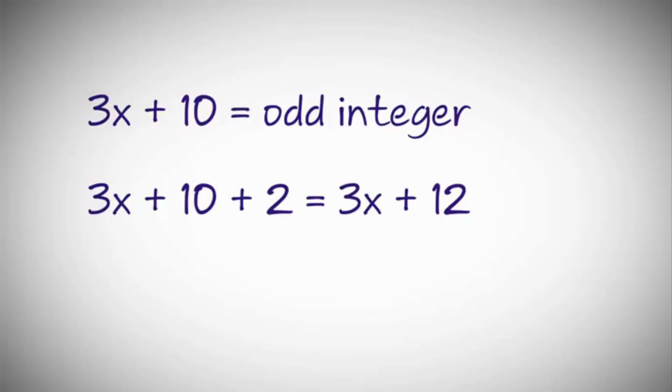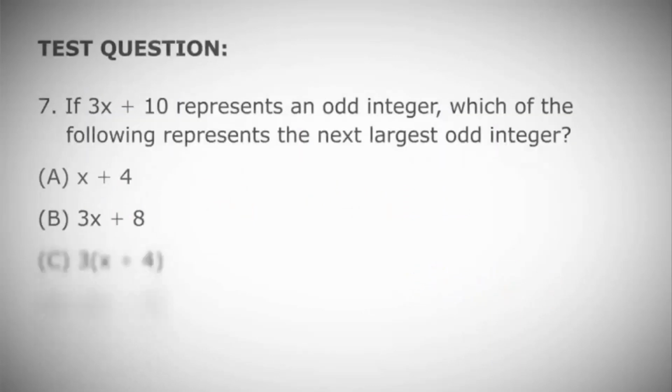The good news is that all we need to do is factor, in this case factor out a 3, in order to make it look exactly like one of those answer choices. When you factor out a 3, you get 3 on the outside of the parentheses times x plus 4, which matches with answer choice C.